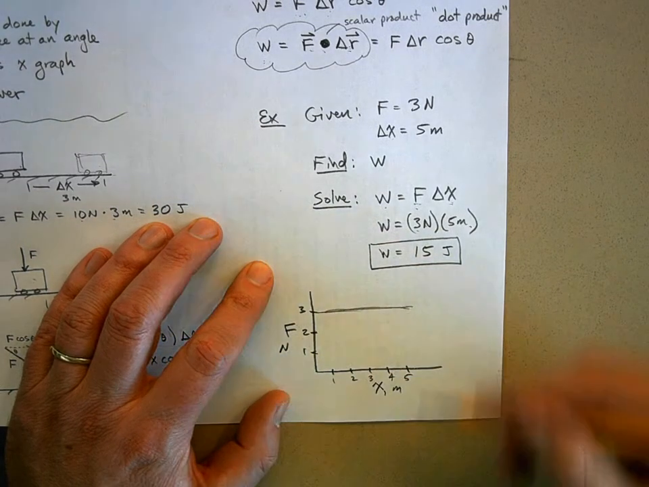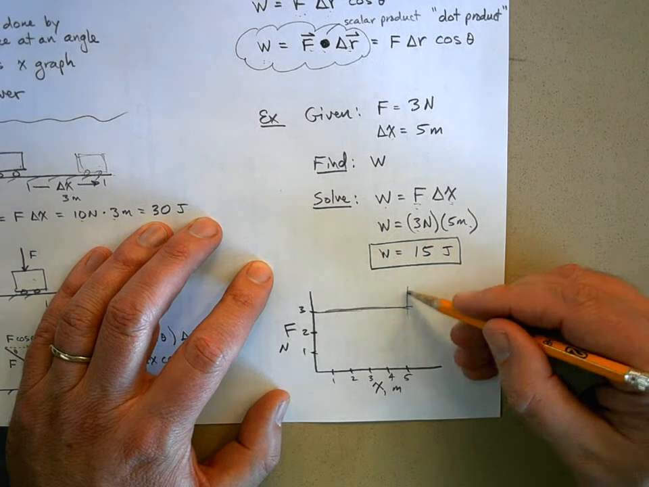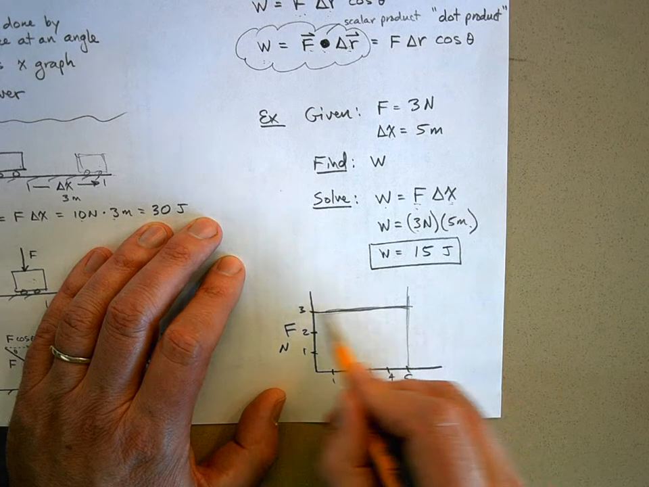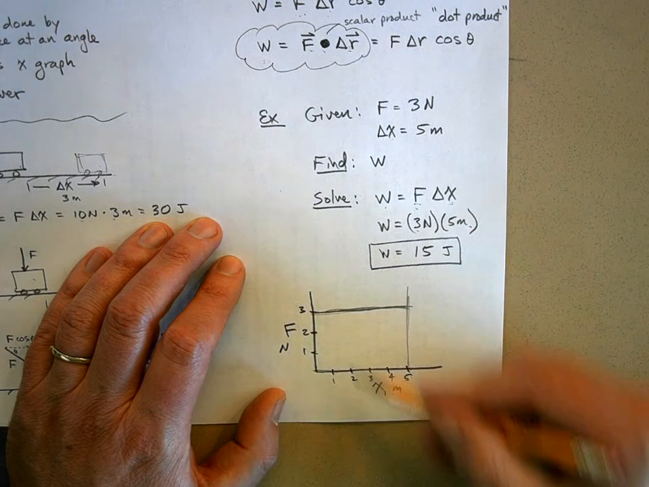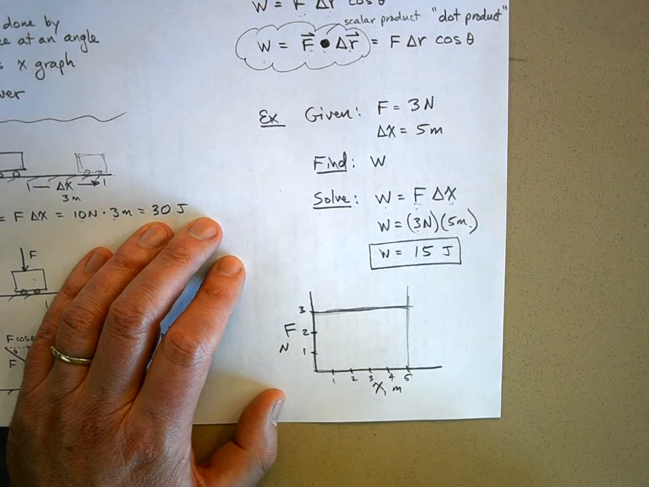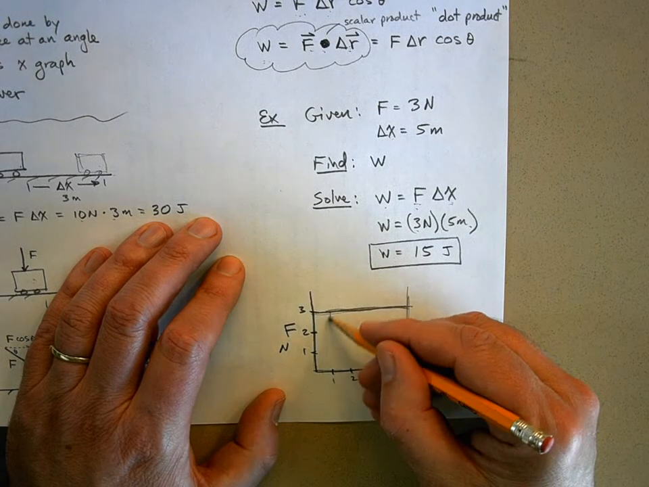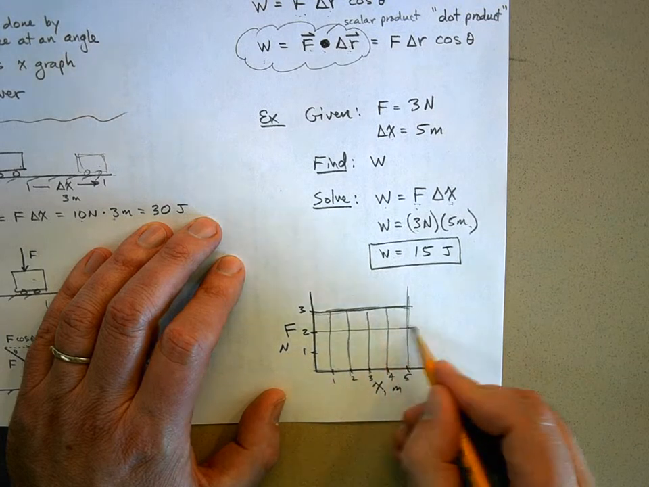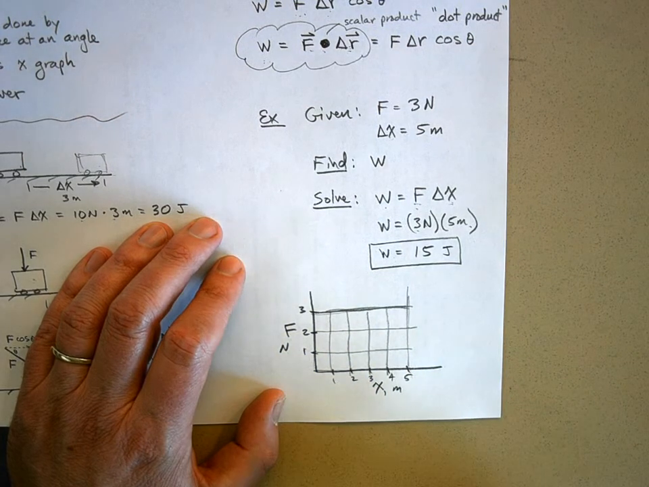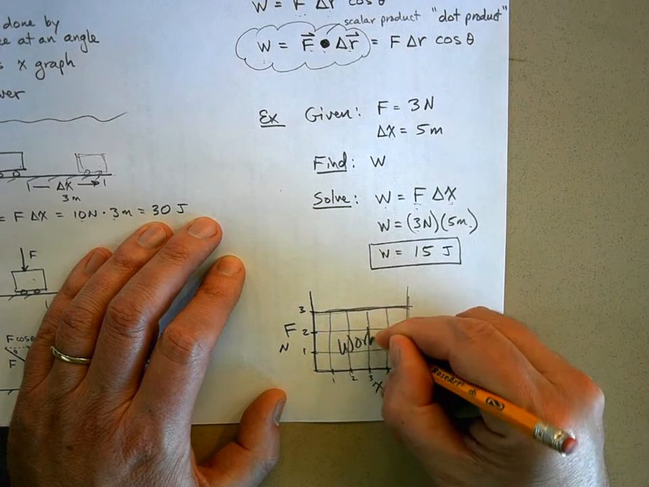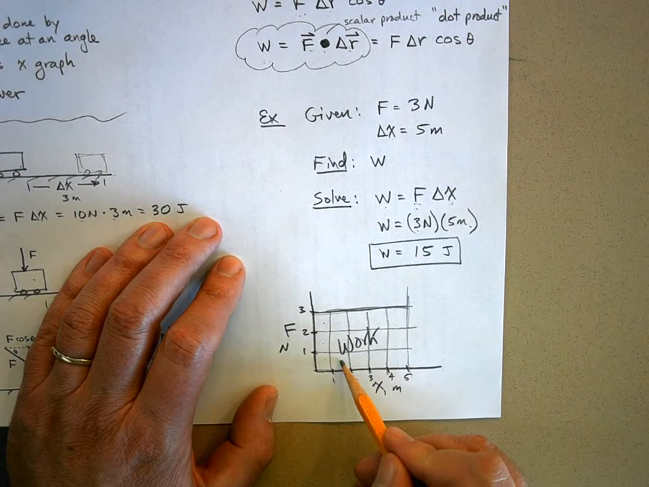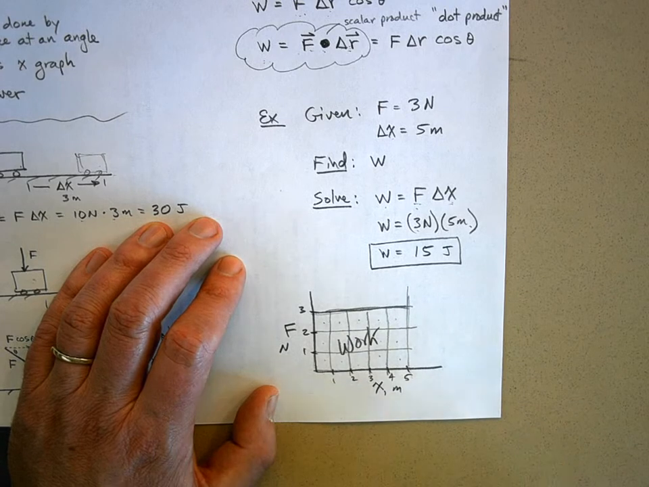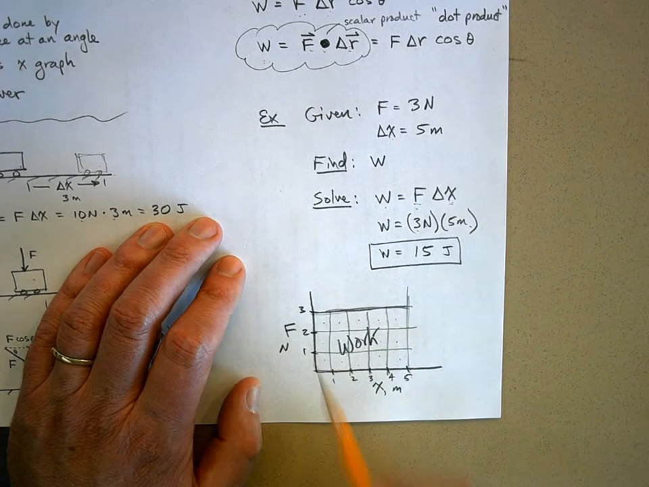Okay? And so I think you can see that when you multiply the width, which is 5 meters, and the height, which is 3 newtons, the area underneath this graph represents work. Look, I got 1, 2, 3, 4, 5, 6, 7, 8, 9, 10, 11, 12, 13, 14, 15 squares. Each square represents 1 joule of work done by this force.